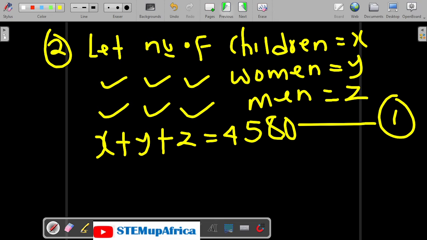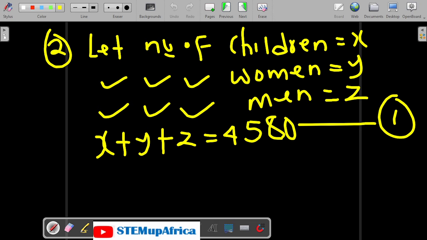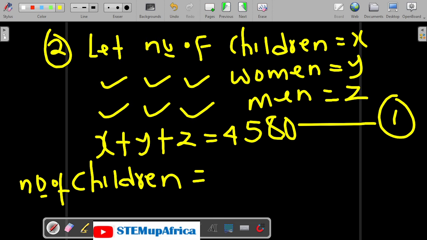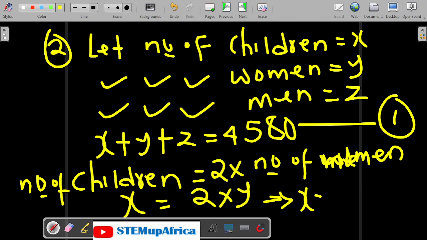So let's go back to the question. They said the number of children was twice the number of women. So it simply means that the number of children is 2 times the number of women. What is the number of children, as we classified? We said x. That means x equals 2 times the number of women, which is y. This implies that x equals 2y. Let's call this equation 2.